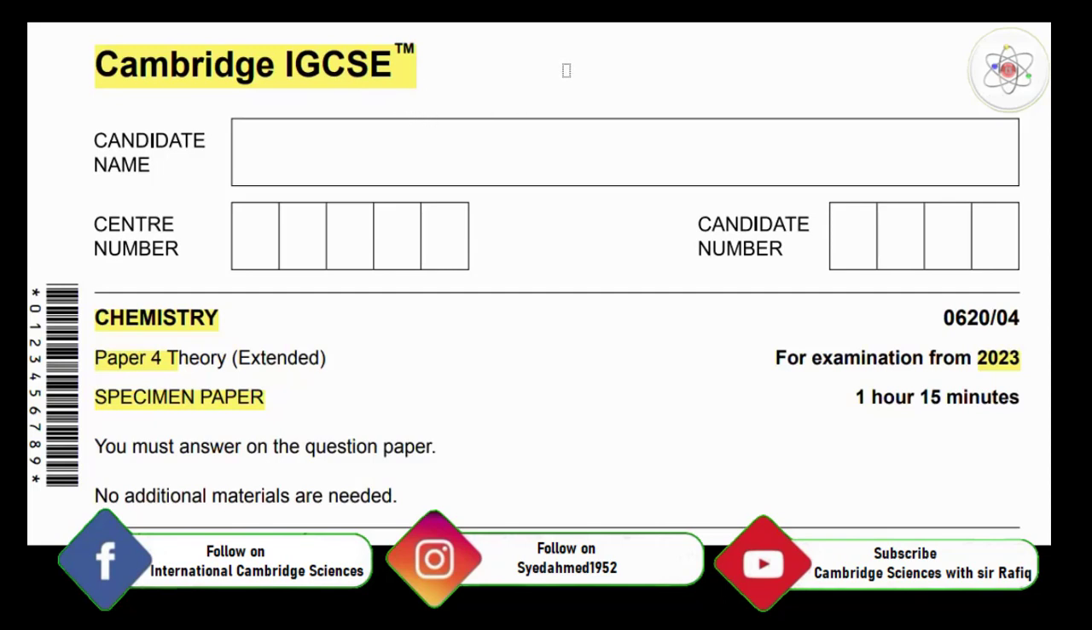In my class of Cambridge Sciences, where we are completing the specimen paper 4 of Cambridge IGCSE Chemistry 2023. So we are going to complete the rest of the 3 questions which were left in part 1 and part 2. So let us start from question number 5.